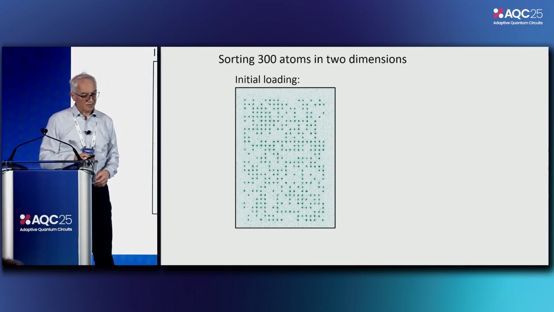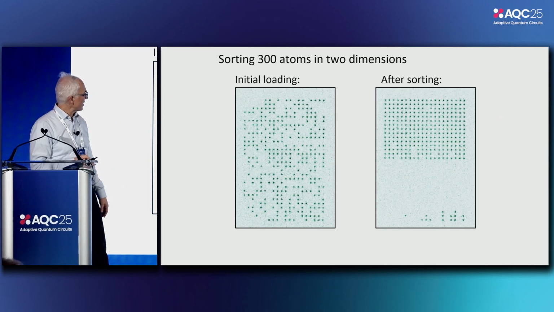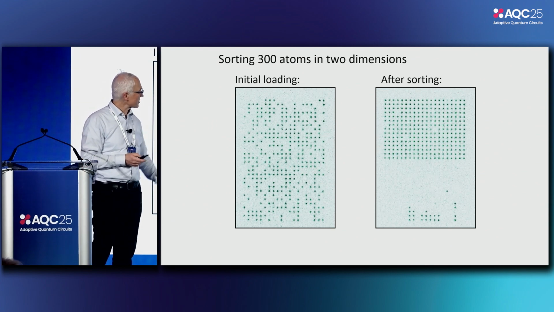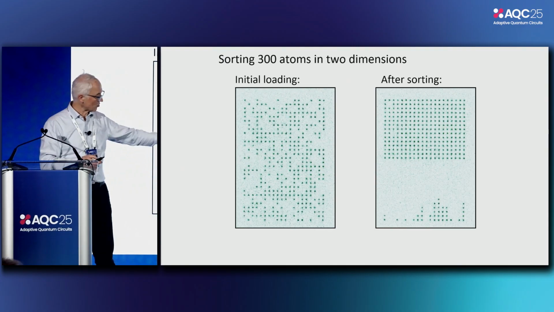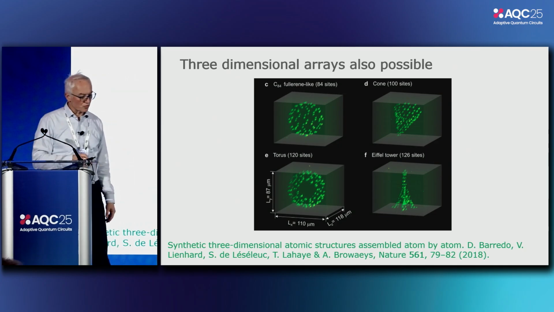This was quickly expanded to 2D. So here's a 2D grid that one can sort. And again, a movie shows you it's randomly loaded, and then the sorting on the time scale of maybe 100 milliseconds or so gives you a near-perfect grid with some atoms in the lower region left over. And you can guess where this group comes from.